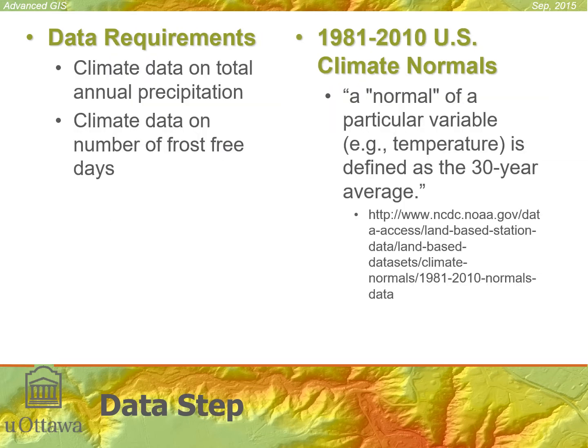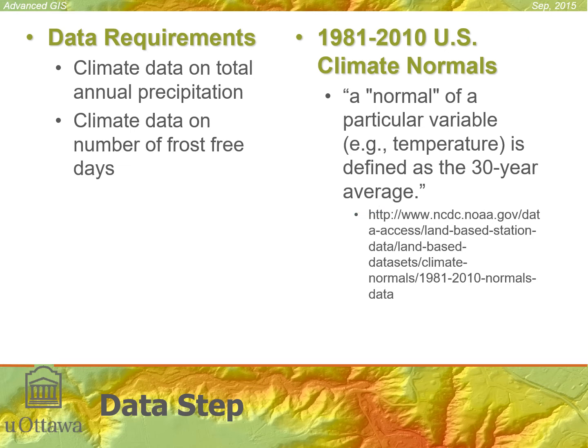So data requirements for all of our analysis then are going to need precipitation and climate data on frost-free days. And we're going to use 1981 to 2010 US climate normals. A climate normal is just a long-term average of monthly, daily, etc. temperatures or precipitation. So you can have normals which are based on months, you can have them based on days, based on hours, whatever. As long as it's over a long period, so a 30-year average is the kind of standard, or approximate 30-year average in any case.